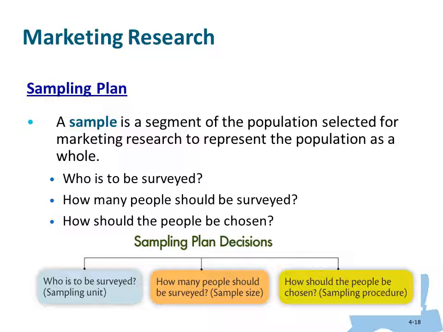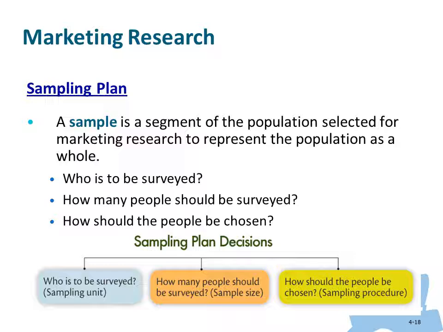The third point in marketing research planning is the sampling plan. The sampling plan, here in our slide, should discuss how to plan the sample unit, or how many people, the sample size, and how the people are chosen, or what procedure we use to choose them. So in the sampling plan, first we will define the sample.